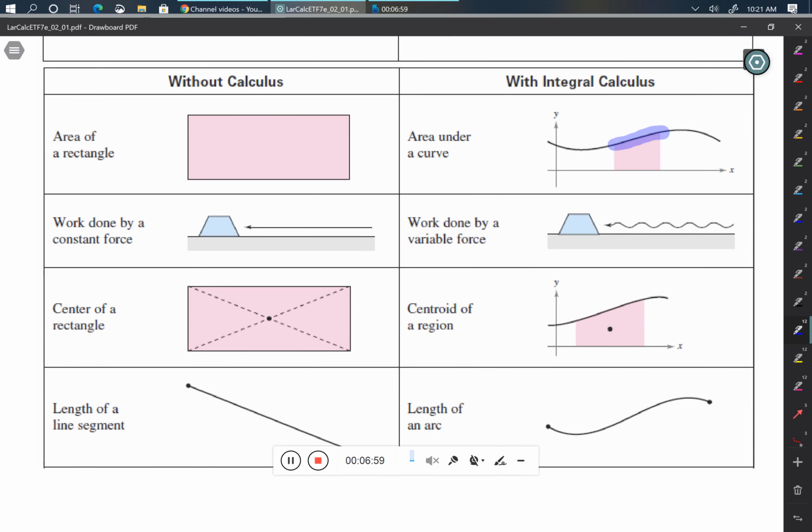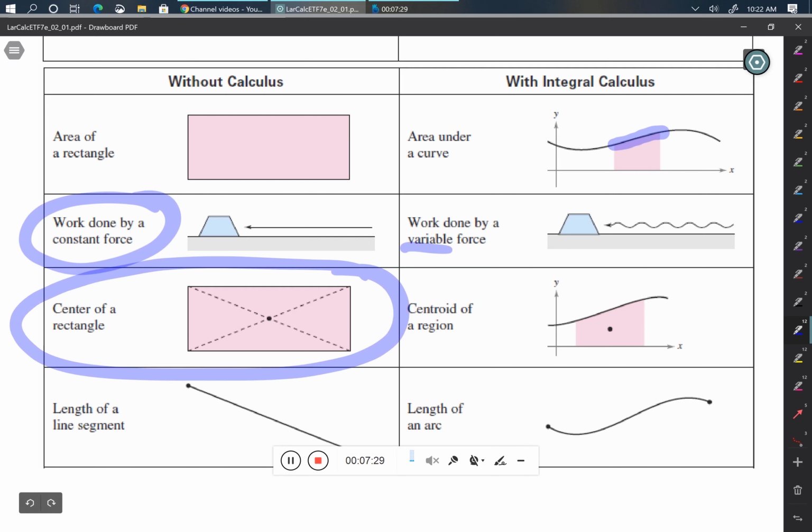Okay? If you took a physics class, you might have taken a look at the idea of work. But without calculus, the work that you ever calculated was always a constant force. You're pushing a block with 2 newtons of force. How much work is done? In calculus, we can talk about a variable force. A force that starts out strong and gets weaker, or a force that starts out weak and gets stronger.